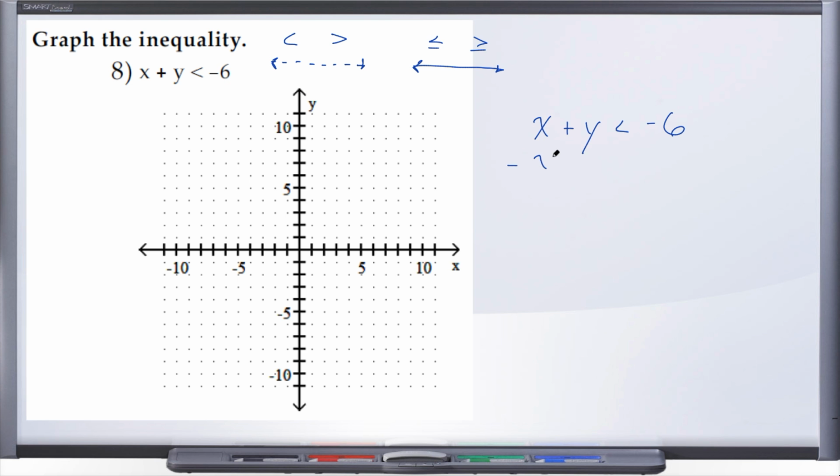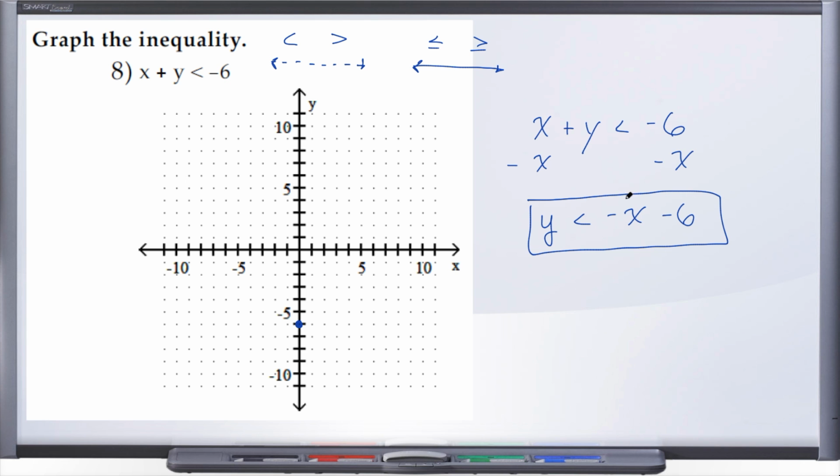So let's go ahead and just subtract x from both sides. And when we do that, we're left with y is less than negative x minus 6. And so here we have our inequality in y equals mx plus b, and now we can easily graph it. We're going to go to negative 6, which is our b. That's our y-intercept. So negative 1, negative 2, negative 3, negative 4, negative 5, negative 6. We're going to plot that point.